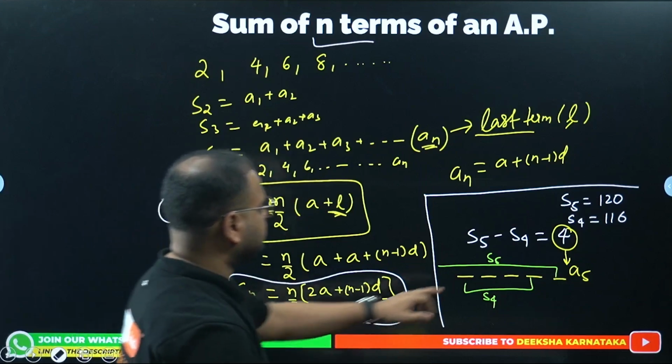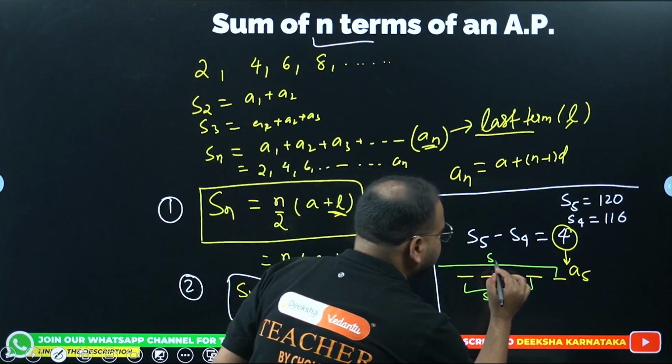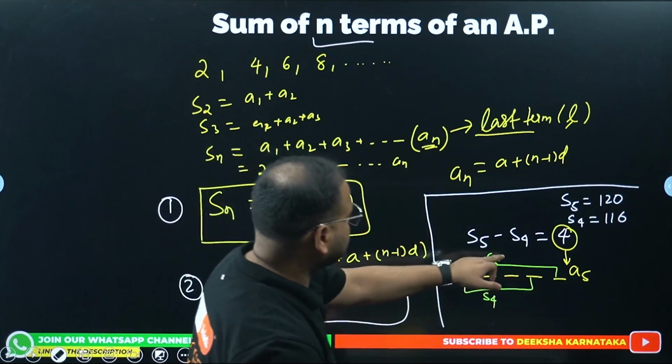Give me a second. Sum of 5 terms, not visible, sir. Okay.